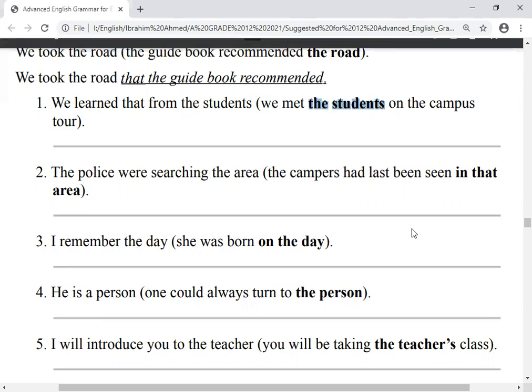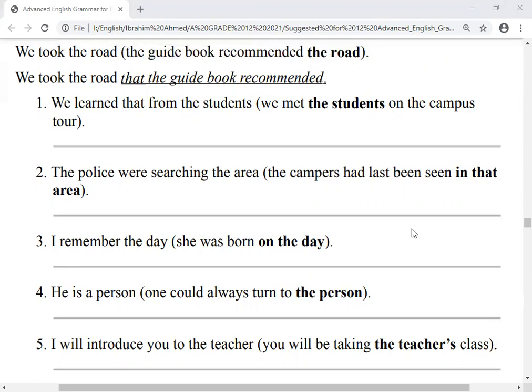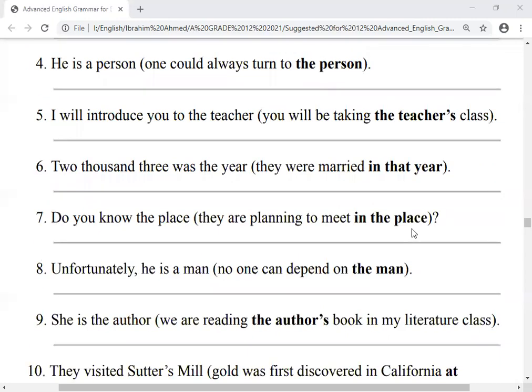Number 2. Who can do number 2? I have Mirna. Okay, Mirna, go ahead. The police were searching the area where the campers had last been seen. Good, where in that area, because we have a preposition, a spatial phrase, where the campers had last been seen. Thank you very much. Thank you both, Minna and Mirna. Let's move to the next part.